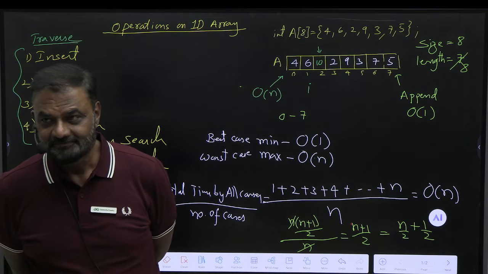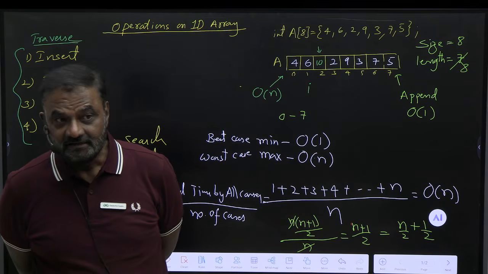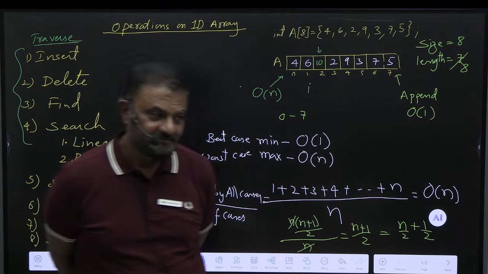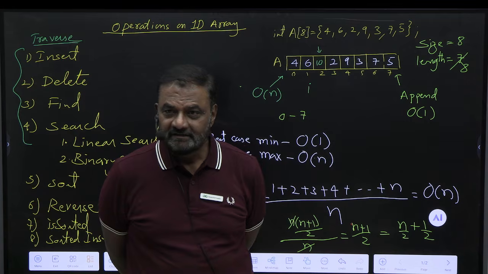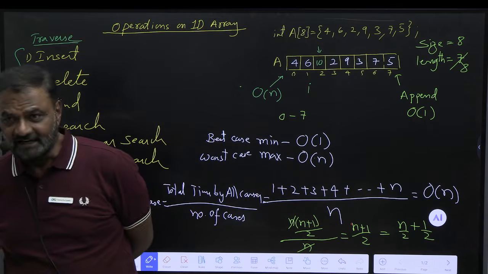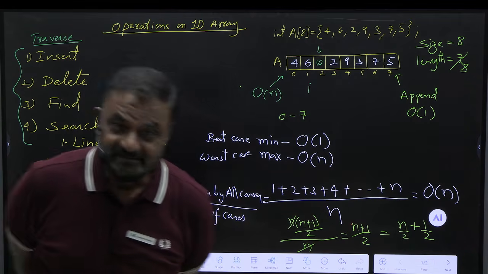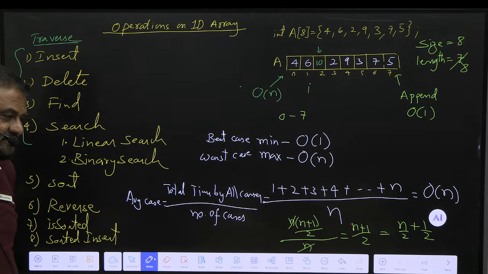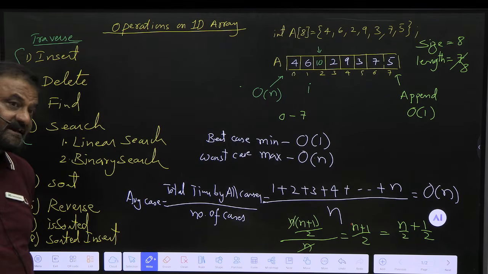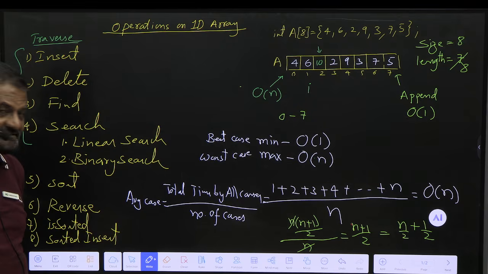Best case time is big O of 1. Then below that, write in brackets: because we don't have to shift the elements. Why are you getting order of 1? Because you don't have to shift the elements. Next is worst case.